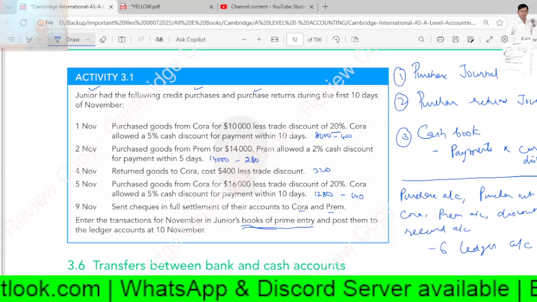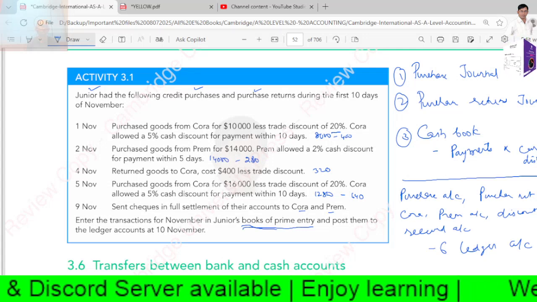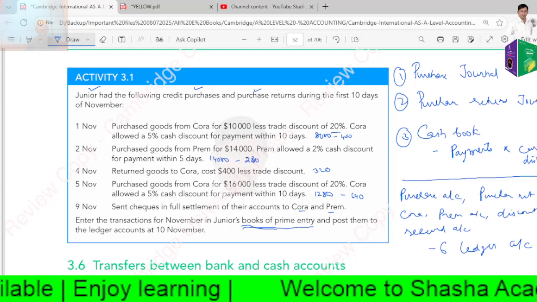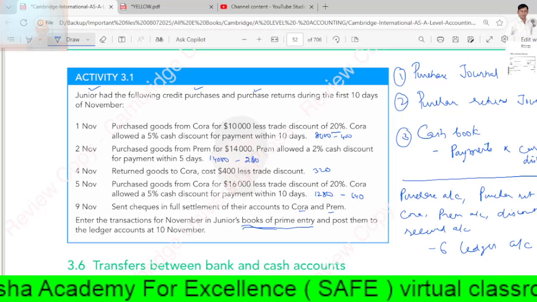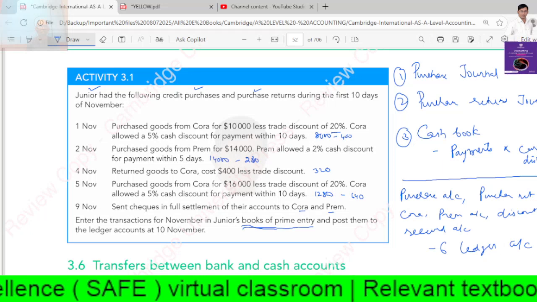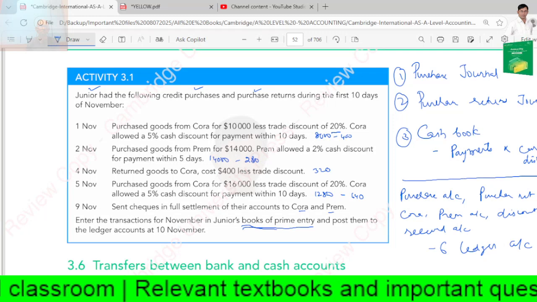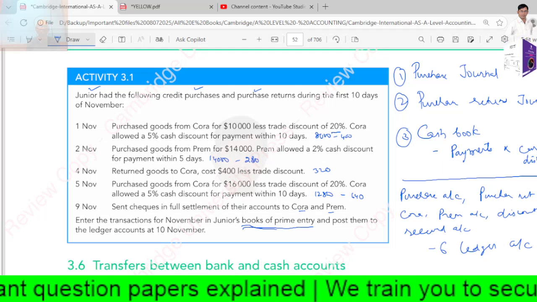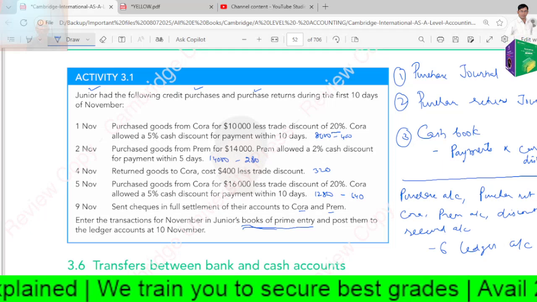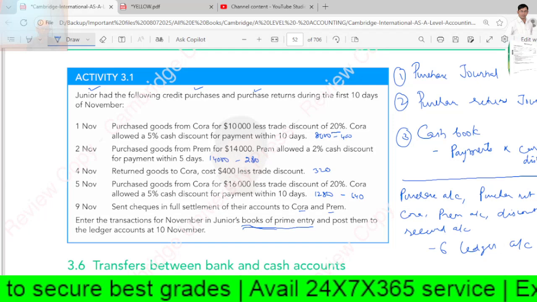Okay, so now we'll start with this. If you have already learned in school, you can try working out this question on your own, and then you can cross check with the solution here. So this is how we are going to proceed. First we need to prepare purchase journal, purchase returns journal. So let us first prepare purchase journal.